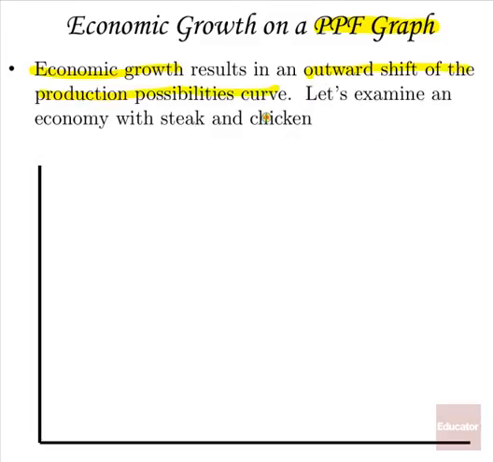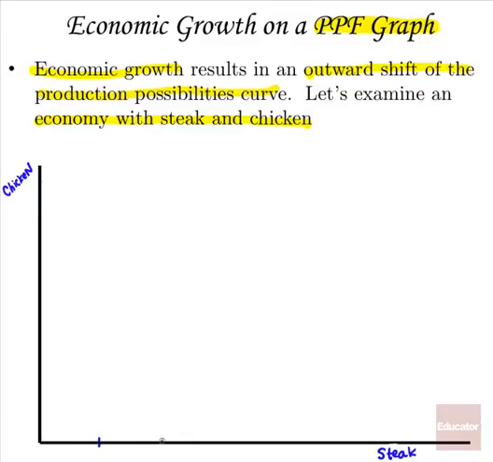So let's examine an economy with steak and chicken. Okay, so a very, very simple economy and a production possibilities graph here. Let's use a concave production possibilities graph, so you have increasing opportunity costs. Okay, so let's put chicken here on the y-axis. Again, on a production possibilities graph, it can be any two items, and it's used to highlight the trade-offs that countries face when they make production decisions. And let's go ahead and put steak here, steak on the x-axis. Okay, and a production possibilities frontier.